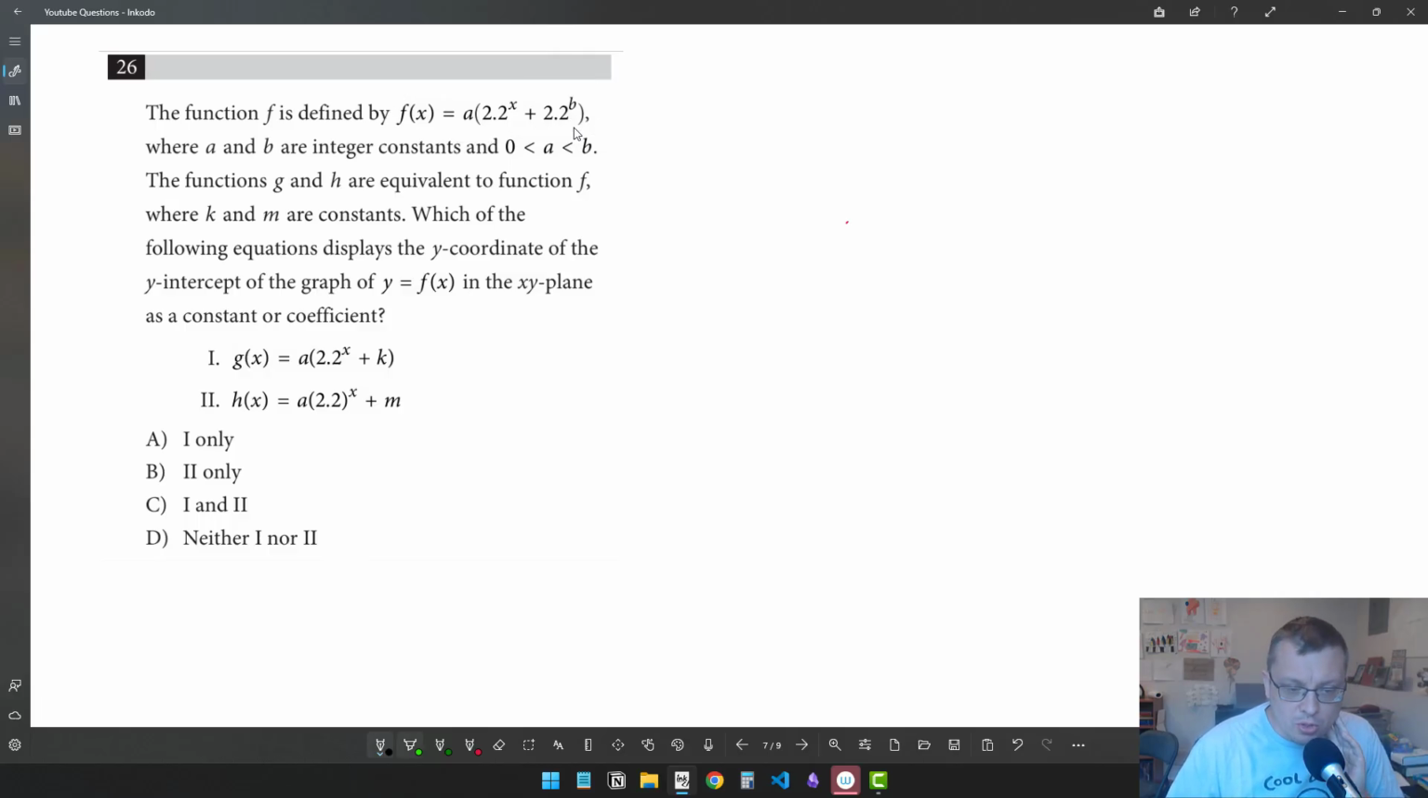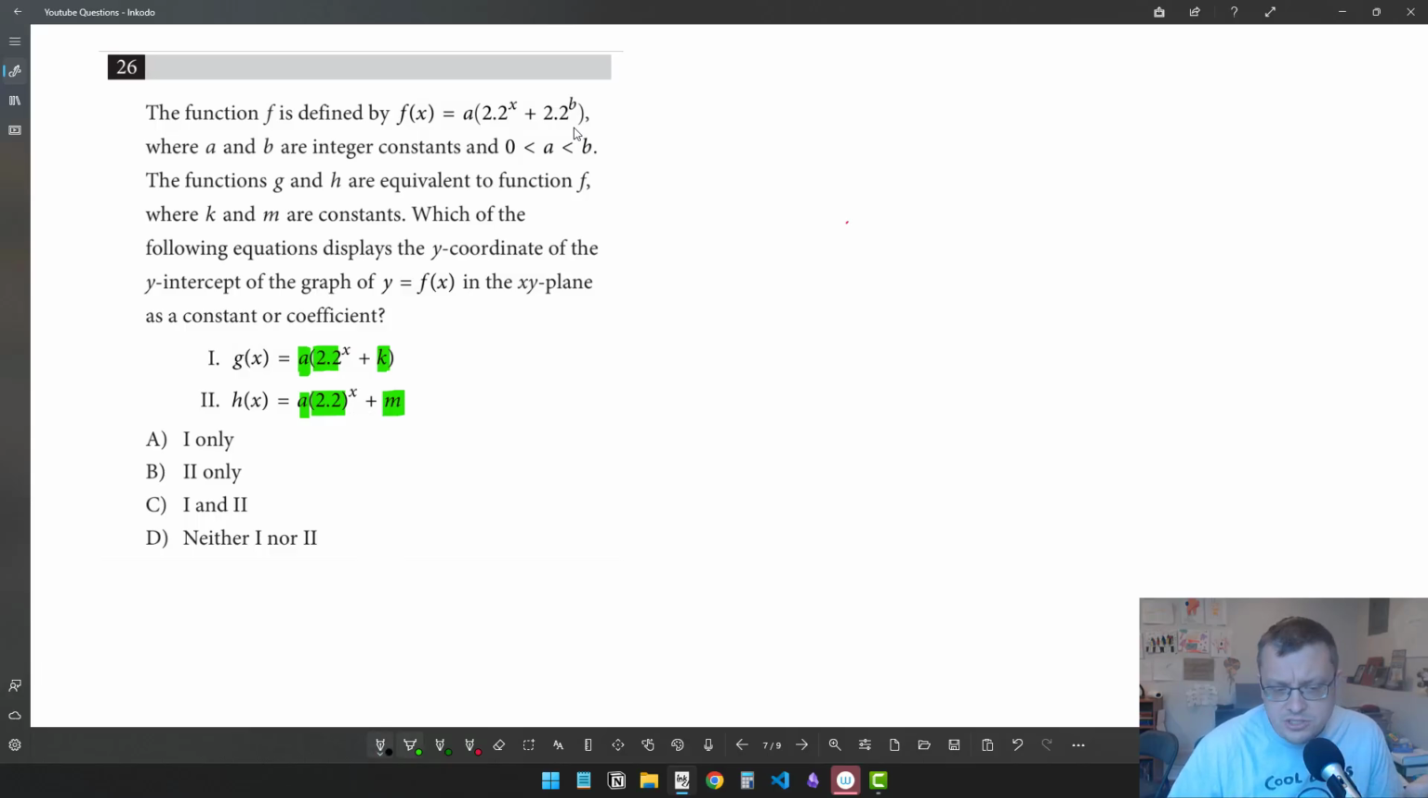So looking at these two choices here, these are the constants or coefficients in these equations. So what they're saying here is whatever the y-intercept of this thing is, we should see it in any of these, in one of these values at least. Maybe an a, maybe k, maybe m, maybe 2.2. Those are all the constants and coefficients of this equation. The variable, which is the x, is the only one we don't really care about here.